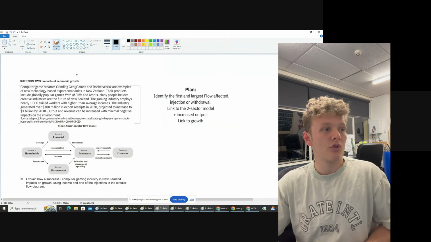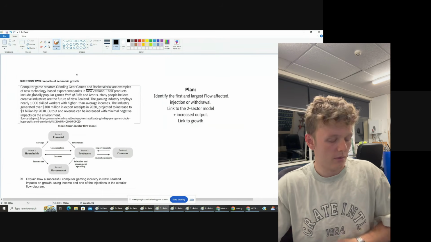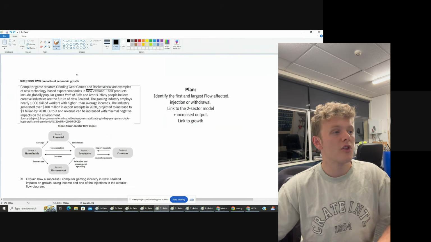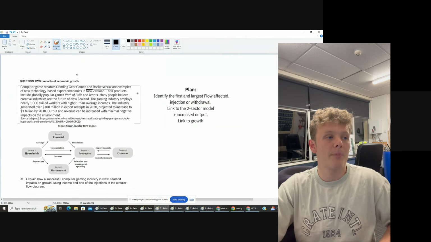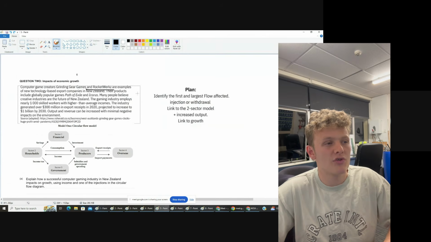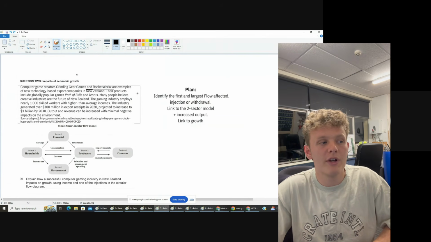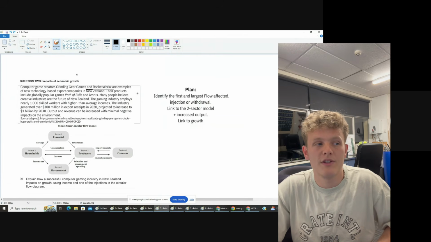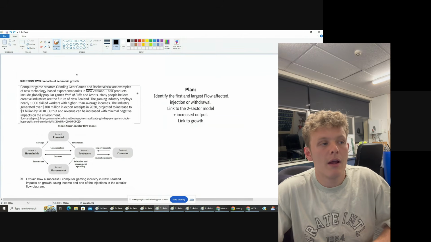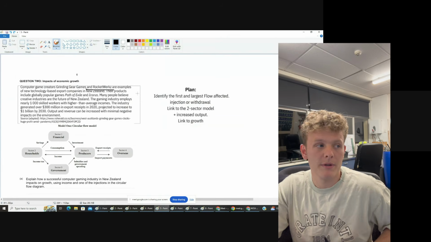Computer game creators Grinding Gear Games and Rocket Works are examples of New Zealand technology-based exports companies in New Zealand. Their products include globally popular games Path of Exile and Icarus. Many people believe creative industries are the future of New Zealand. The gaming industry employs nearly 1,000 skilled workers with higher than average incomes. The industry generated over 300 million in export receipts in 2020, projected to increase to 1 billion in 2030. Output and revenue can be increased with minimal negative effects on the environment.